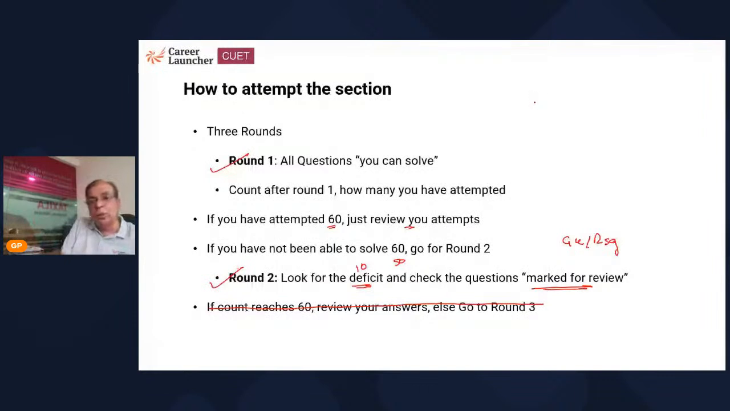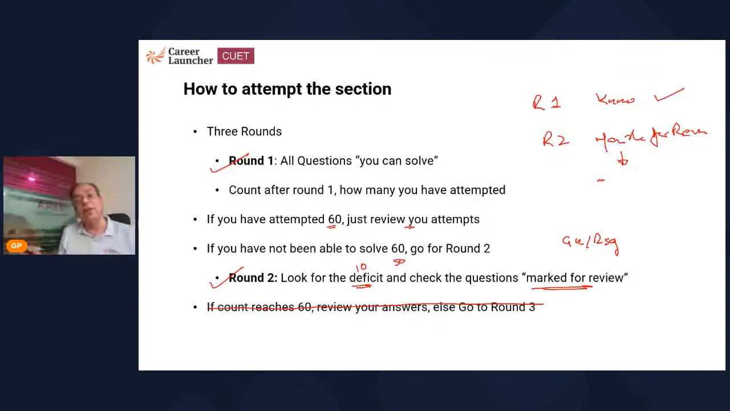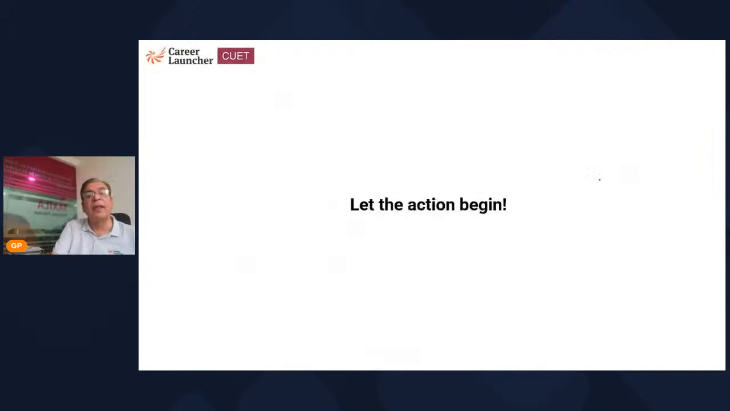Round 1, to put it very simply, is for questions that you know how to solve, you know the answer, you will get it right. Round 2 is for the mark for review questions. Which questions will you mark for review? Those questions that you have a reasonable chance of getting right, whether it is GK or reasoning. That's the approach I would want you to follow as far as this paper is concerned.